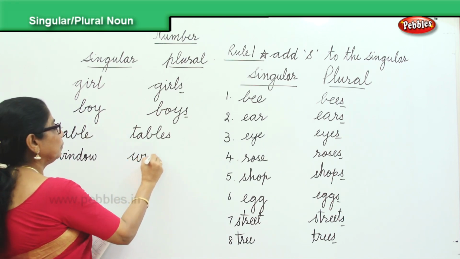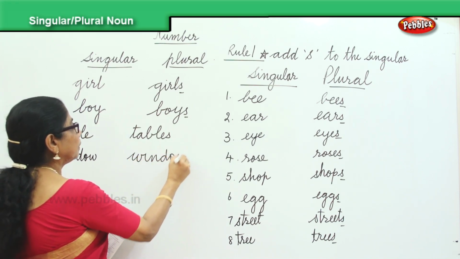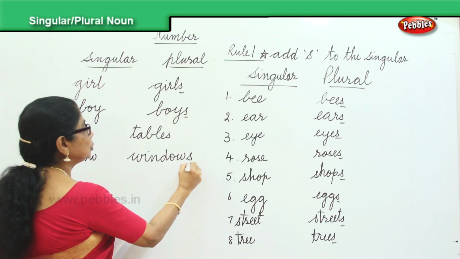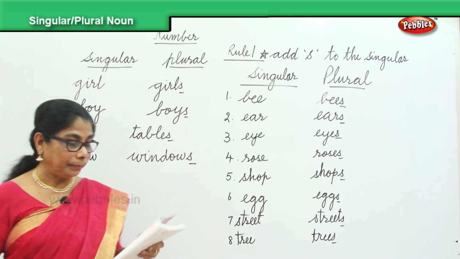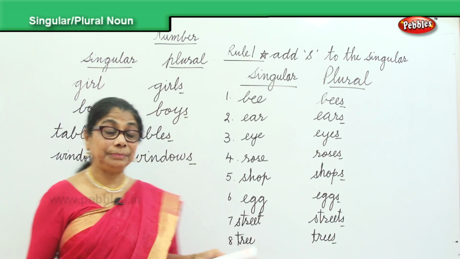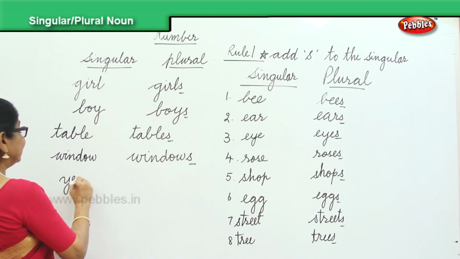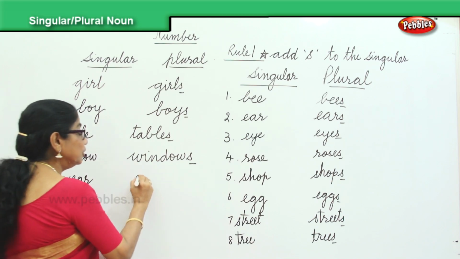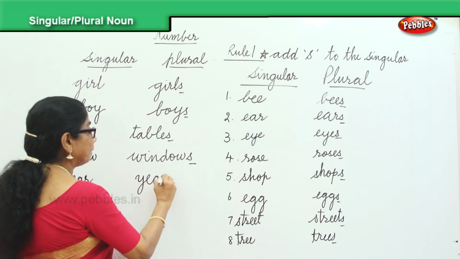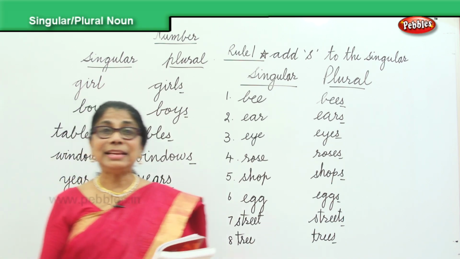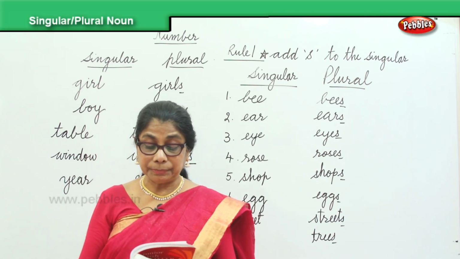Windows. Windows. S everywhere. Then ear. That is ear. This is one ear. Ear, ears. Again adding s to the singular number.